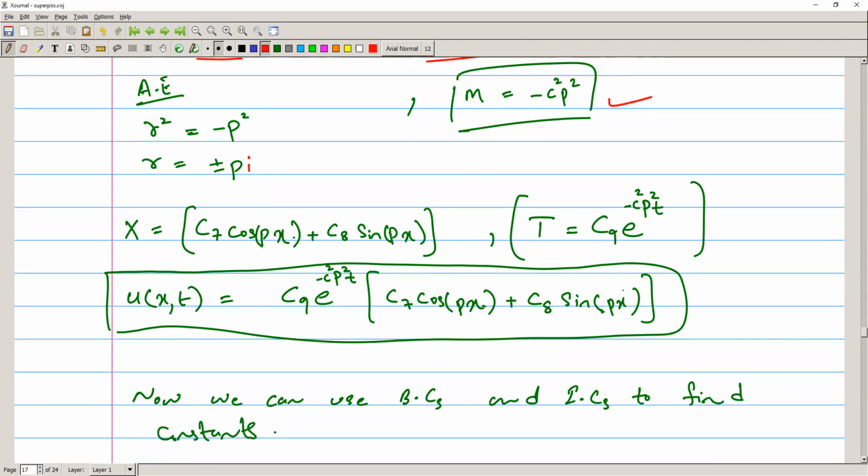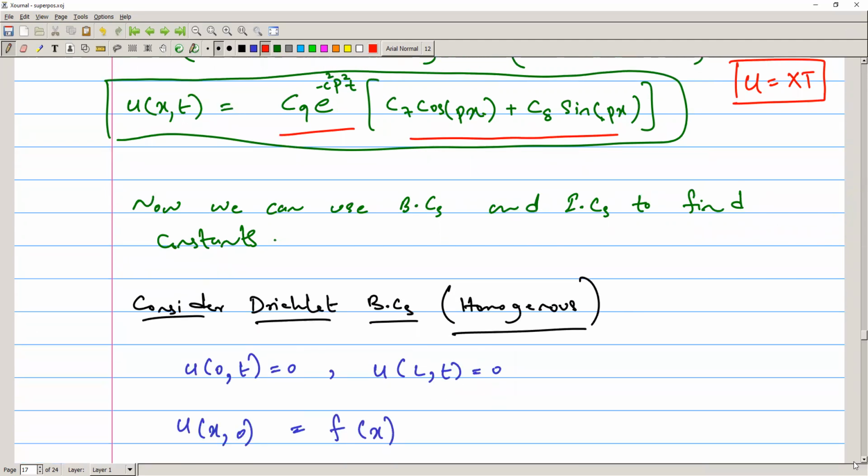So this is the solution for x, c7 cos px plus c8 sin px, and this is the solution for t. We write in the product form, as we considered that u is equal to x times t, so we multiplied x by t. This is the function of x, this is the function of t, right? So we write it in the product form. Now we can use boundary conditions to find these constants C1, C2, C3, C4 to C9.